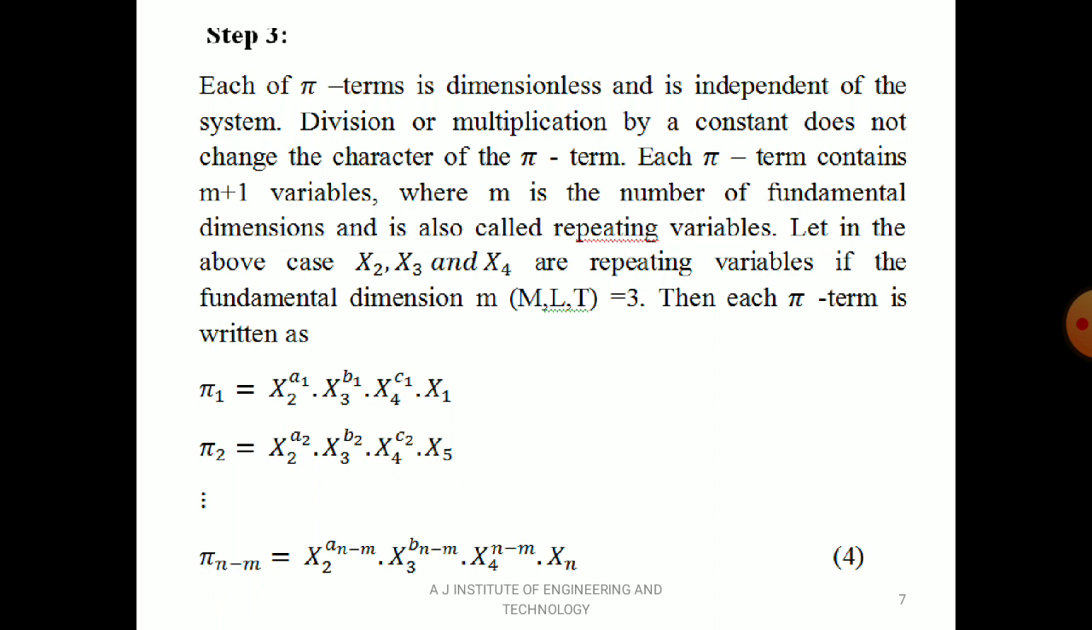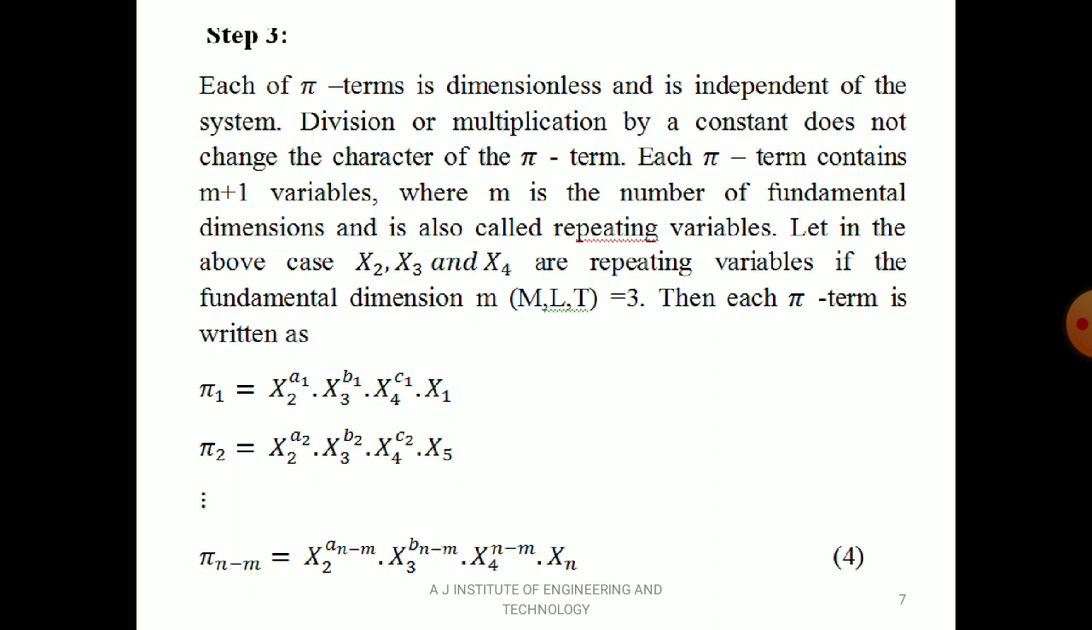From the Buckingham Pi theorem, a pi term should have m plus 1 variables, where m is equal to the fundamental dimensions. Now we have already taken the repeating variables as 3, that is x2, x3 and x4. So now one more term we have to include in the pi term, and here they have taken x1. So pi 1 equal to x2 to the power a1 into x3 to the power b1 into x4 to the power c1 into x1.